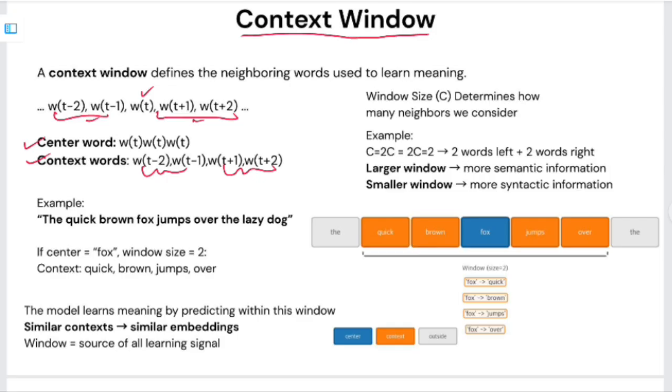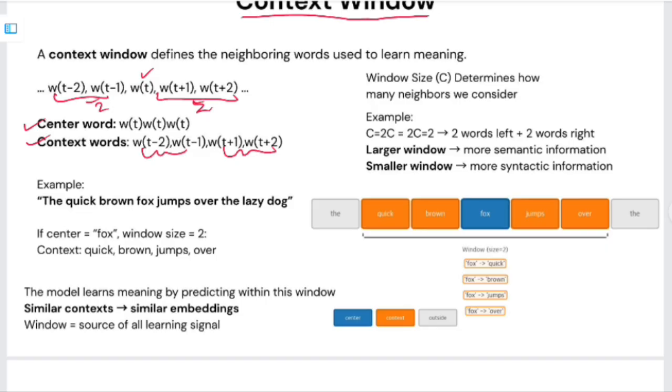This window size, how many words we look at, here we have two. This window size is a design choice and it actually affects what the model learns. So if the window is small, the model focuses more on grammar, things like verb forms and syntax. And if the window is large, it captures more semantic information like topics and relationships. So already we see something interesting. The definition of context directly shapes what kind of meaning the model learns.